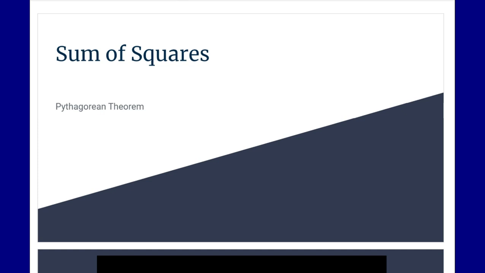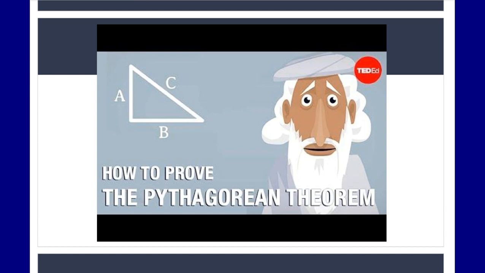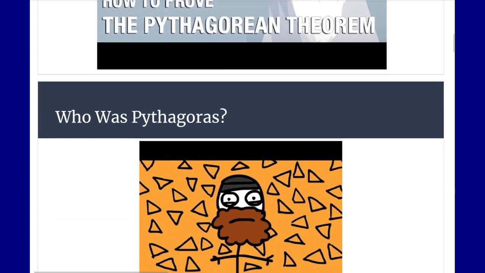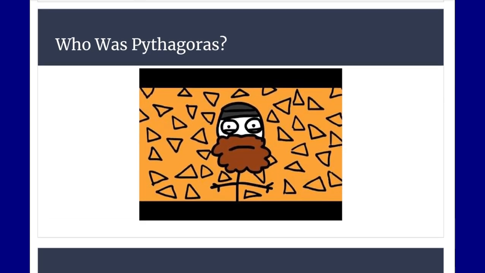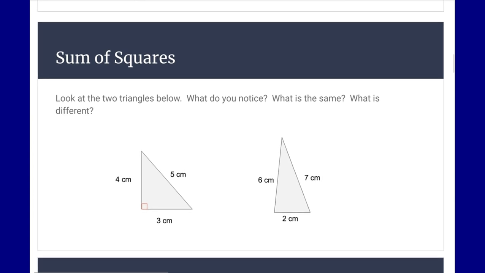So we call it sum of squares just to acknowledge that there were many people that contributed to this idea, not just one person. There are many YouTube videos if you want to take a look at these two. One is how to prove the Pythagorean theorem, and the other is about Pythagoras, the mathematician who started a cult, because he has some interesting thoughts. He definitely started a cult based off of some of his beliefs, so it's kind of interesting to learn about. But what we're going to look at is sum of squares, one of the things he had contributions to.